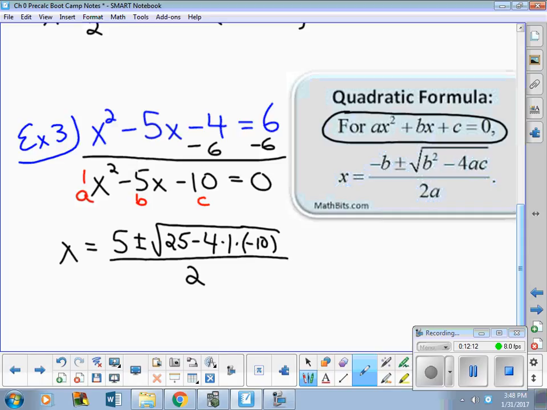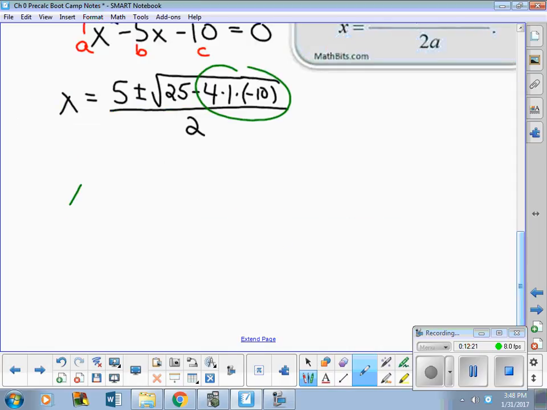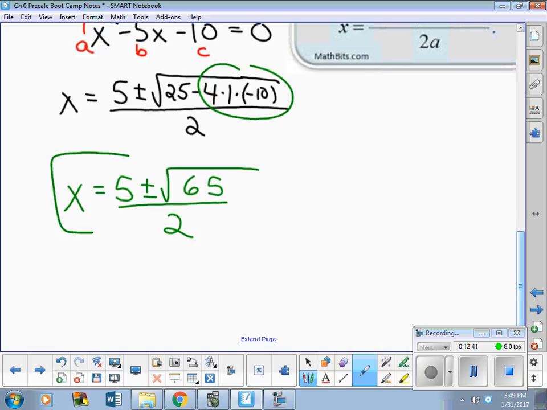Right in here is where the mistake is often made, right? We oftentimes get the wrong sign there. So let's just be real cautious here. I got x equals 5 plus or minus the square root of, turns out it's 25, minus 4 times 1 times negative 10. Two negatives there, so it's 25 plus 40 is the square root of 65 all over 2. That is your final answer to our final problem.